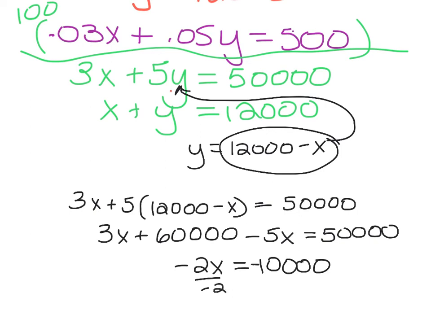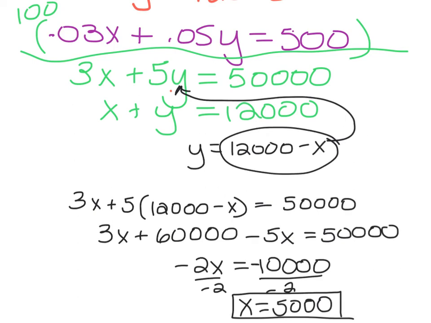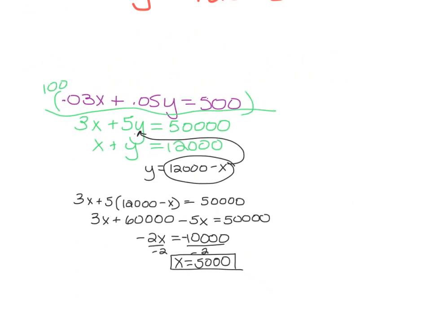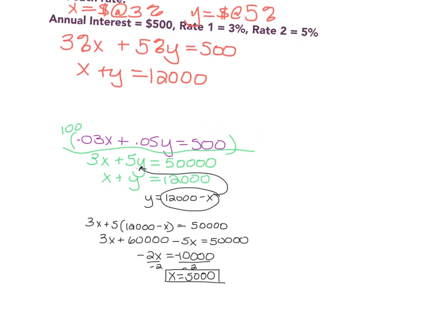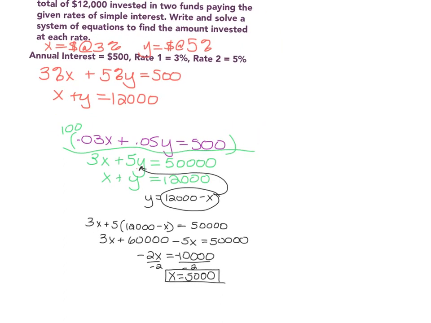Oh, this should be negative. So x is 5,000. And we said x represented which account? 3%. So if I'm saying already that I invested $5,000 at 3%, how much did I invest at 5%?